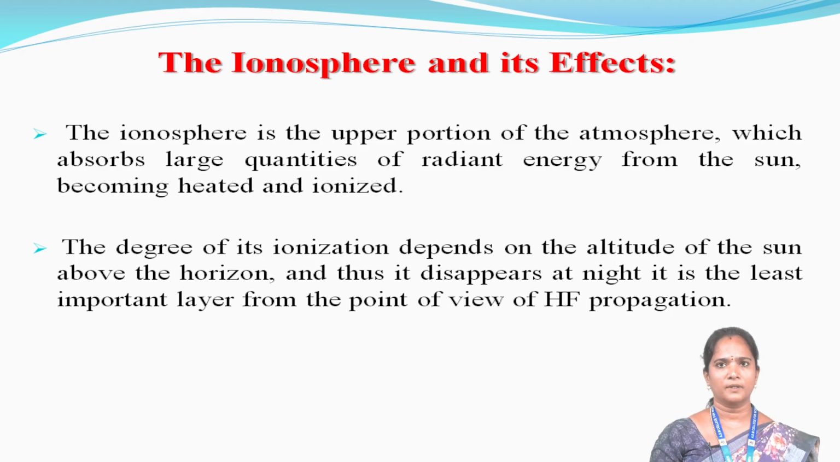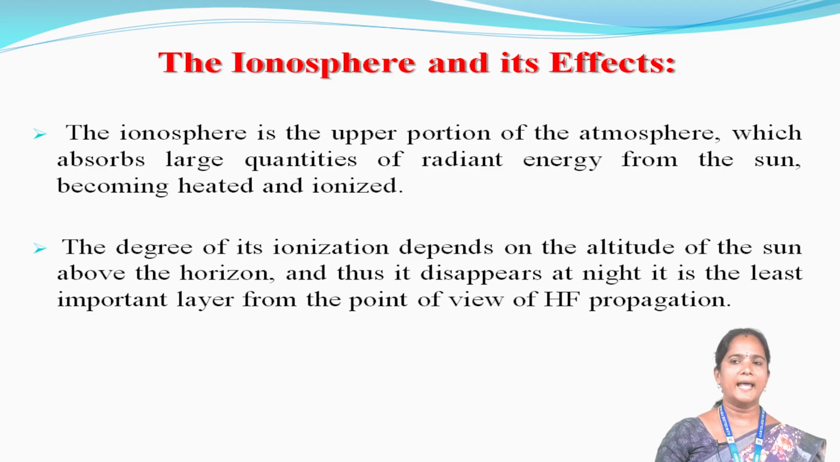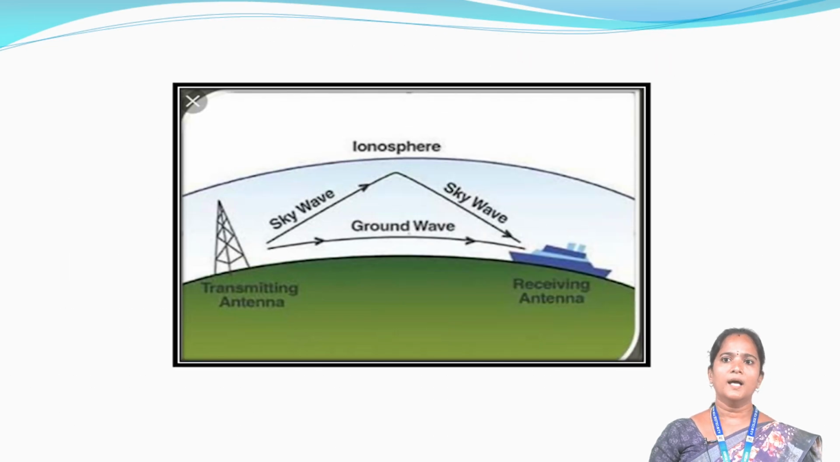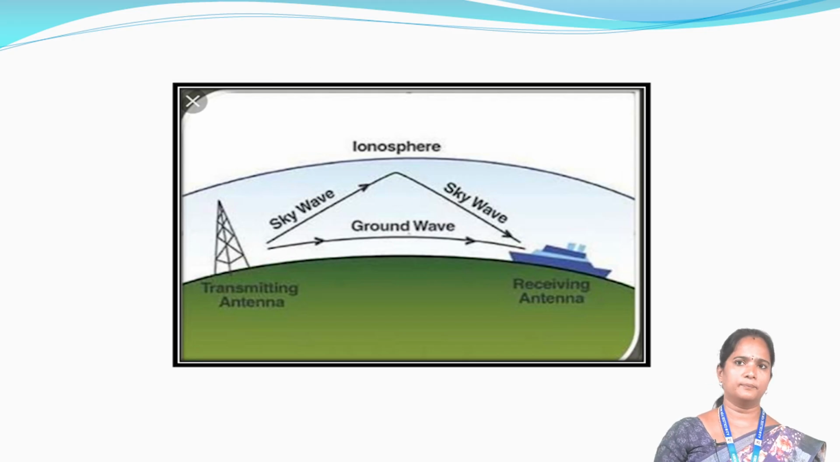The D layer is the lowest, existing at an average height of 70 km with an average thickness of 10 km. The degree of its ionization depends on the altitude of the sun above the horizon and thus it disappears at night. It is the least important layer from the point of view of HF propagation. It reflects some waves and absorbs waves to a certain extent. The sky wave propagation: Earth, radio power, home, ionosphere.